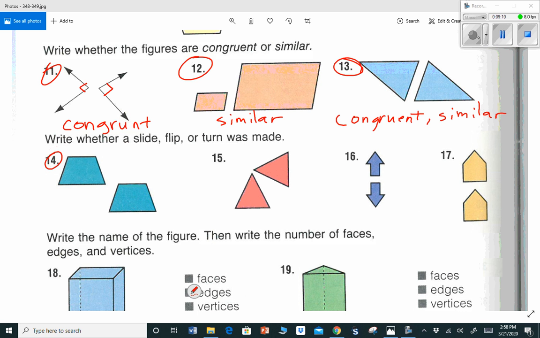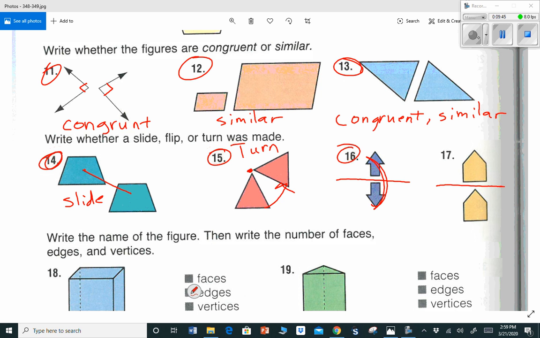Okay, then number 14 says to tell whether it's a slide, a flip, or a turn. So we took this original figure and we slid it over there. This one right here is facing a different direction now, and you can tell that it was turned about that point. That is a turn. Number 16 is a flip. It's a mirror image across that line.